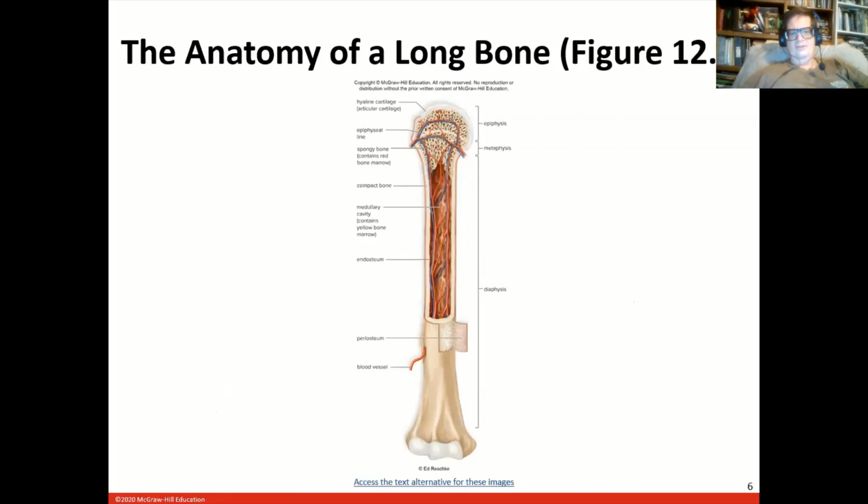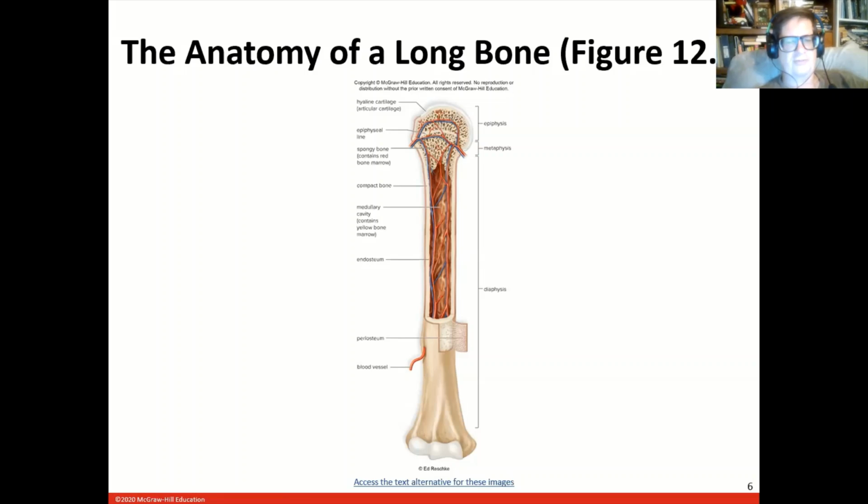All right, so there's a pretty picture. You can see the shaft, the diaphysis. You can see the end, the epiphysis. The metaphysis is another name for the transition between the two. We haven't talked about it yet, but you'll notice that there's an epiphyseal line there. That's where the growth plate was.